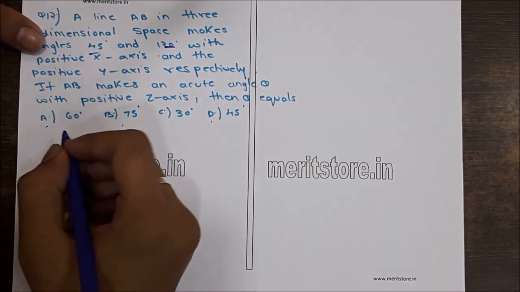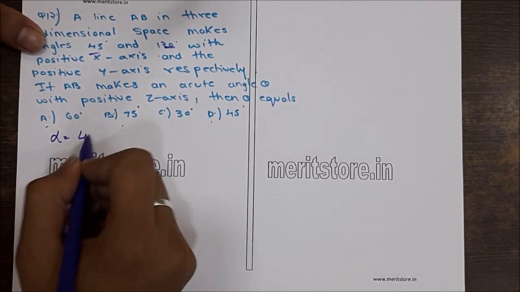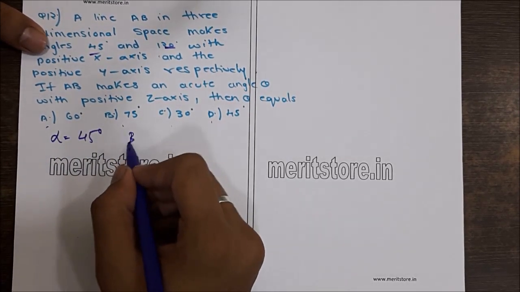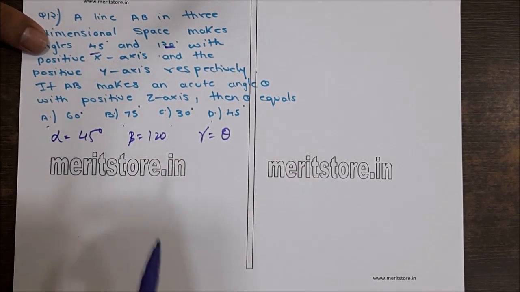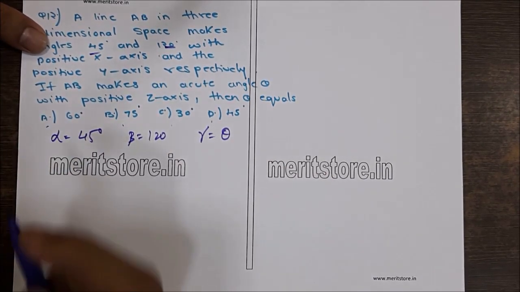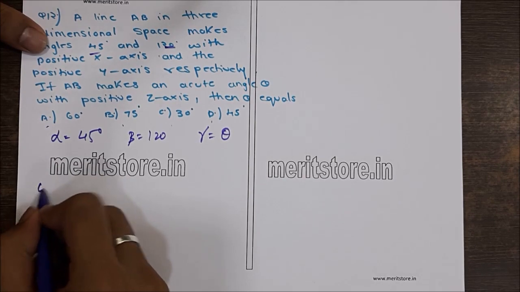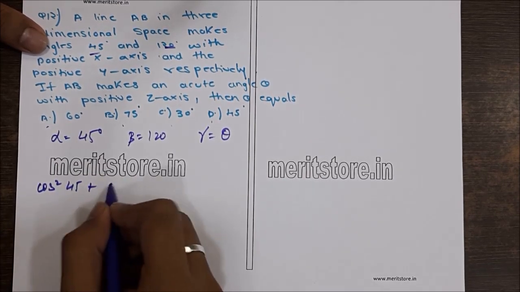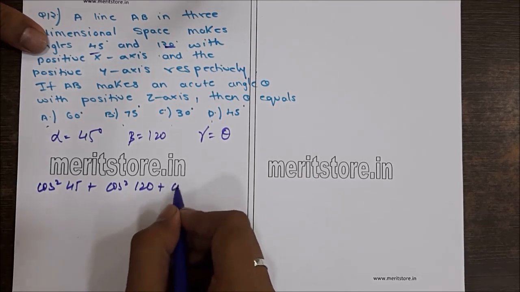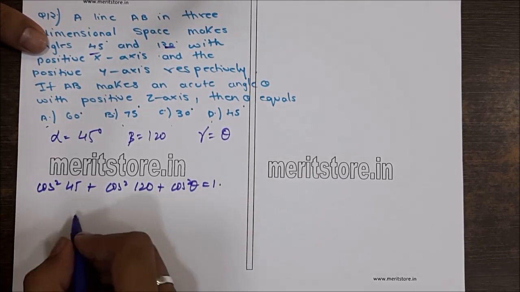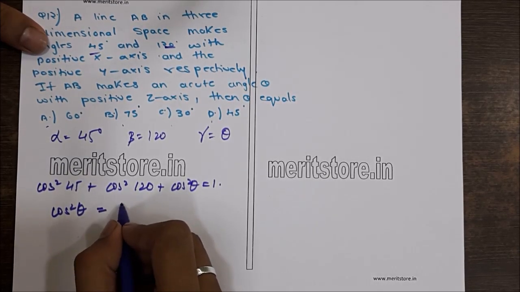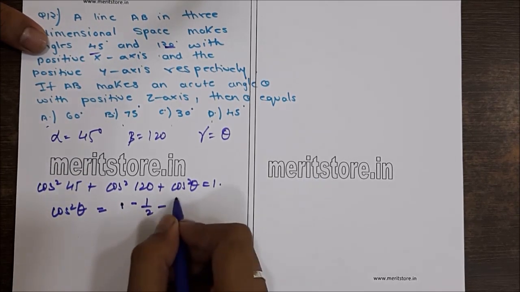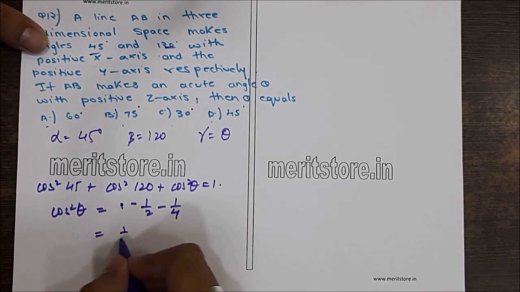Let's calculate. Here we are given that alpha is equal to 45 degrees and beta is equal to 120 degrees, and we have to find gamma, which is equal to theta. So with the formula cos square alpha plus cos square beta plus cos square gamma is equal to 1, we'll substitute the values. So we'll get cos square theta is equal to 1 minus 1 by 2 minus 1 by 4, which would be 1 by 4.